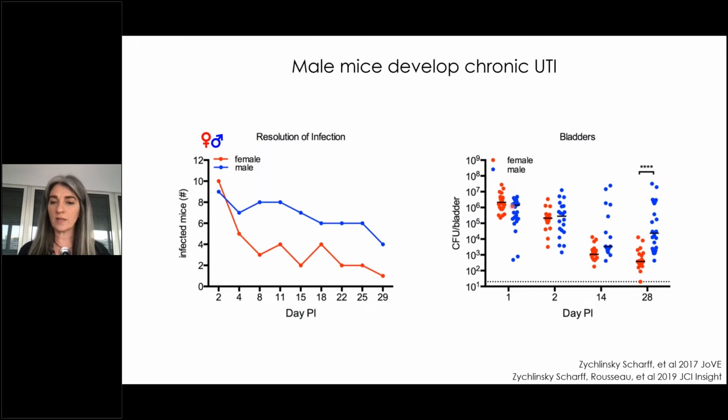And what you can see is the number of bacteria declines steadily over time in female mice until they reach this sort of reservoir concentration that we know exists in the tissue. But in male mice, what we see is they remain chronically infected up to 1 month post-infection, and they have a significantly higher bacterial burden 28 days after infection.